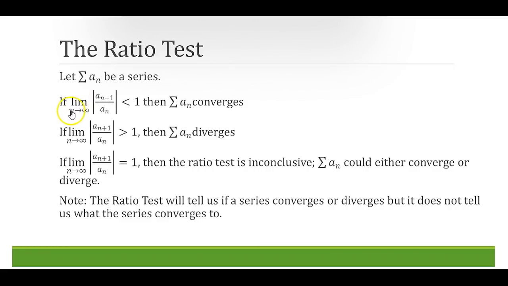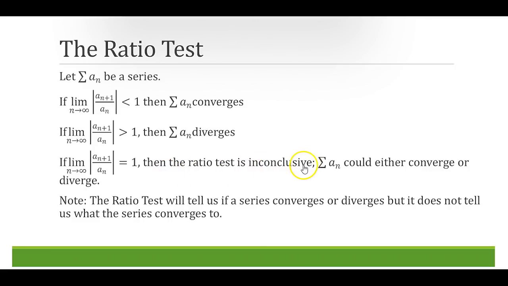If the limit as n approaches infinity of the absolute value of the ratio a sub n plus 1 over a sub n is less than 1, then the sum of a sub n converges. If, on the other hand, this limit as n approaches infinity is greater than 1, then the sum of a sub n diverges.